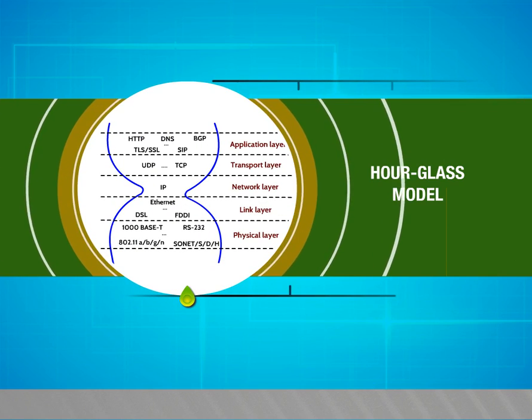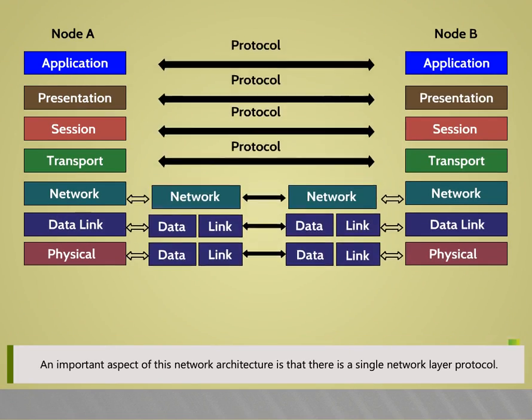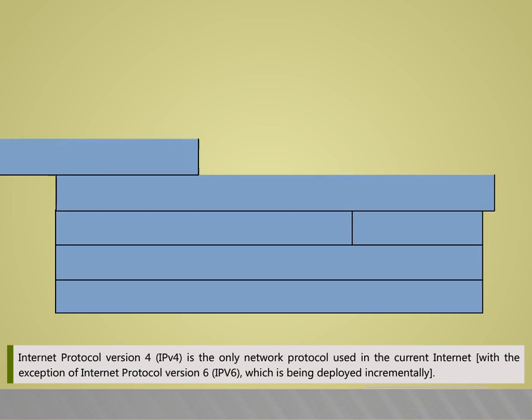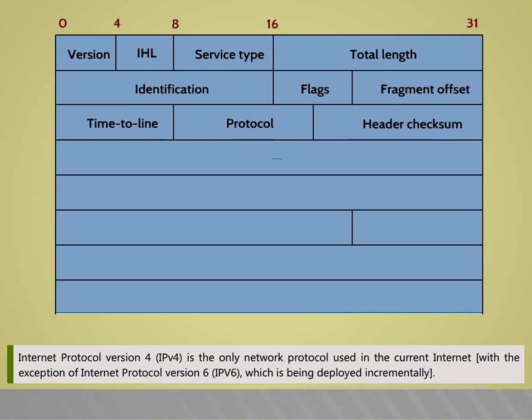Hourglass model. In this video, we are going to see about the hourglass model. An important aspect of this network architecture is that there is a single network layer protocol. Internet Protocol version 4, that is IPv4, is the only network protocol used in the current internet, with the exception of Internet Protocol version 6, IPv6, which is being deployed incrementally.